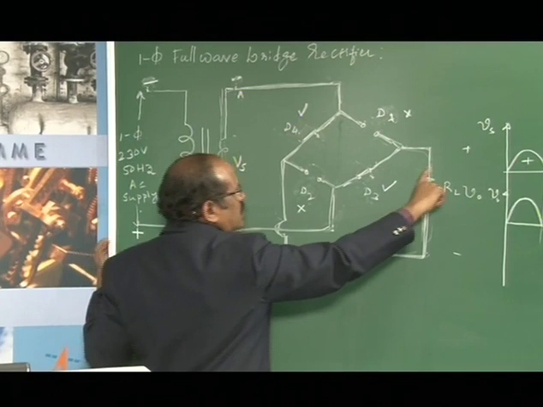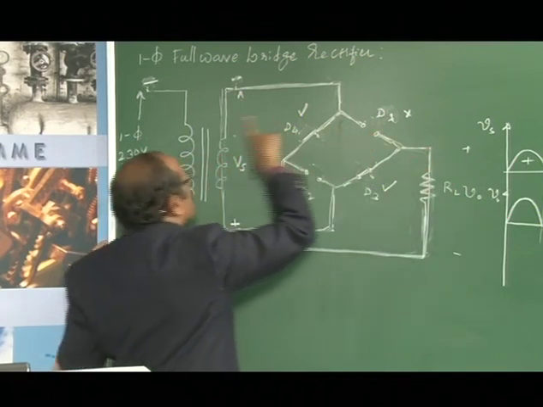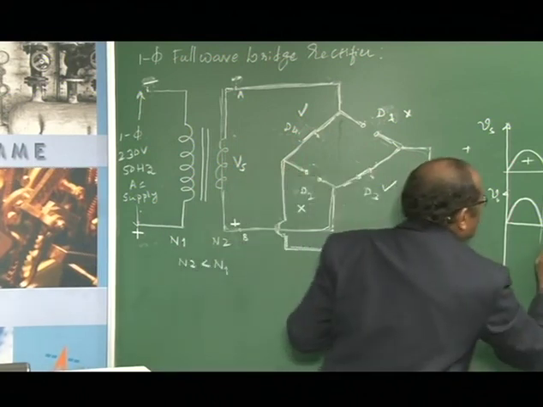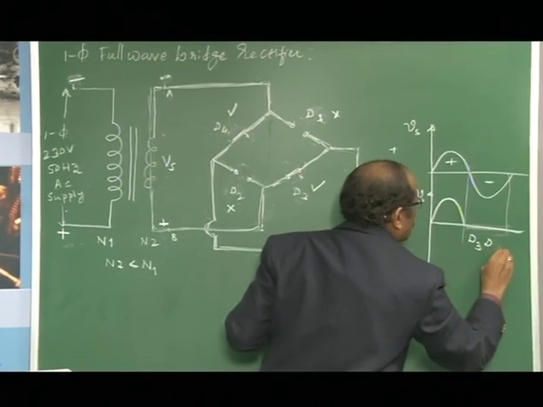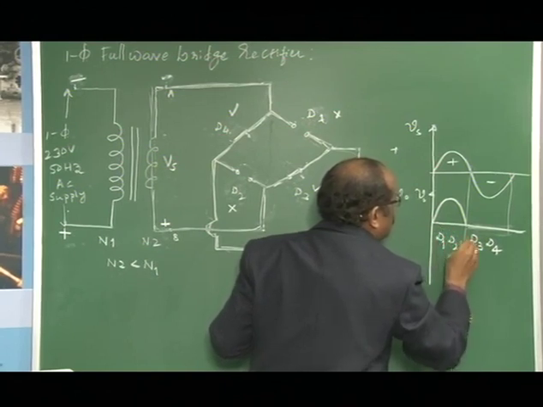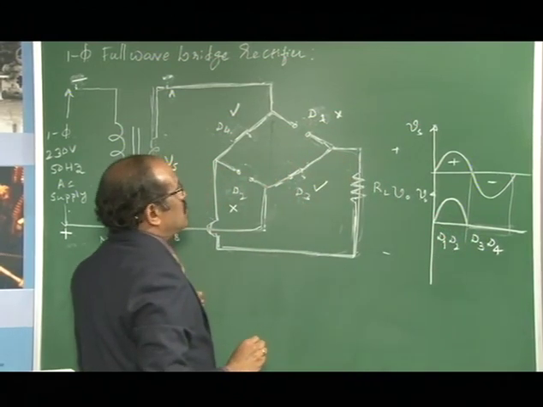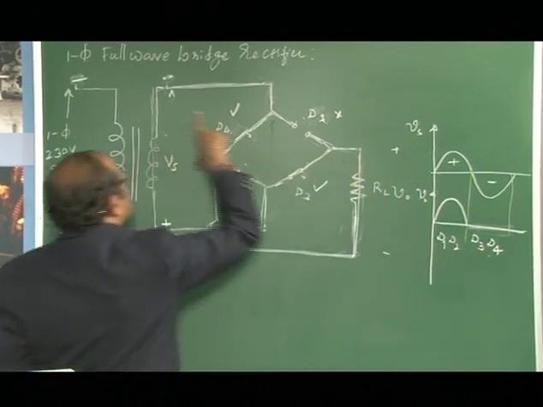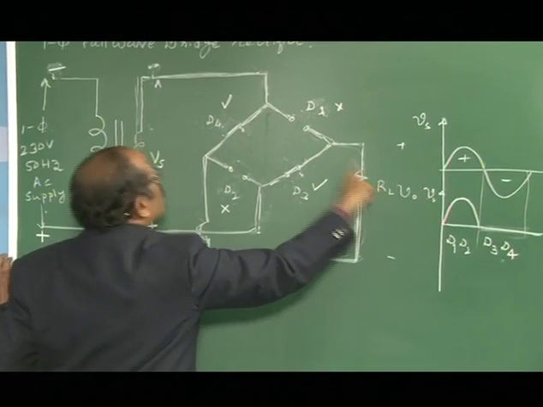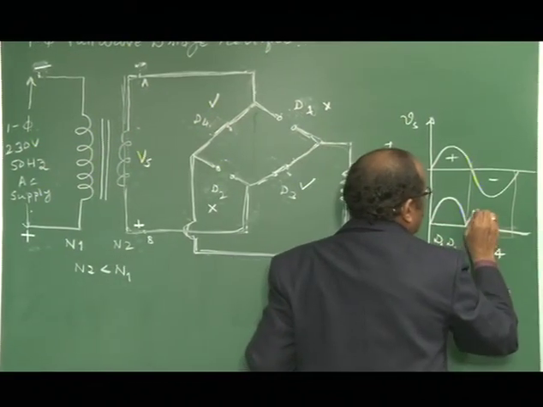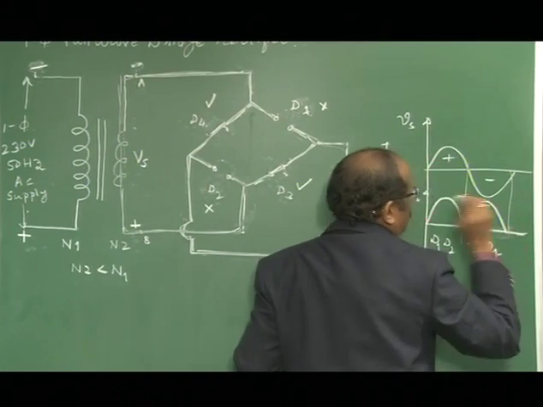Once again the load terminals are connected to the source terminals through diodes D3 and D4 here, whereas in the first half cycle diodes D1 and D2 conduct. So when D3 and D4 conduct, the load terminals are connected to the source terminals, so the output follows the input. What is the output you are getting here? It is once again the same as the input.